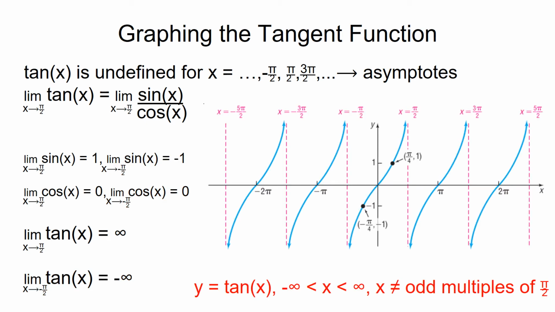We use all this information, along with the points plotted in the previous graph, to graph a complete cycle of the tangent of x. And since tangent of x is periodic, this means we can graph the entire function. Tangent of x is an odd function. It's symmetric about the origin, and its domain includes all values of x except those at odd multiples of pi over 2.